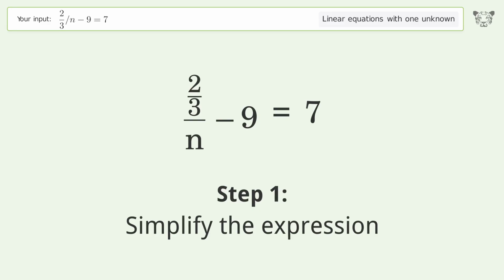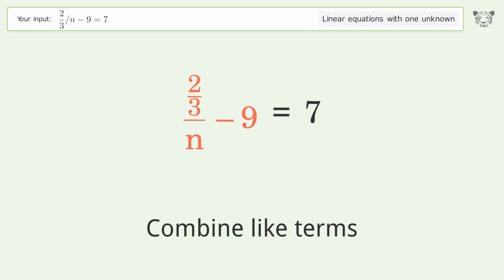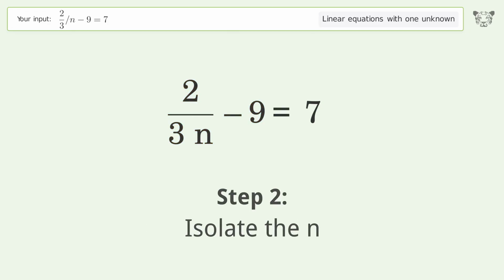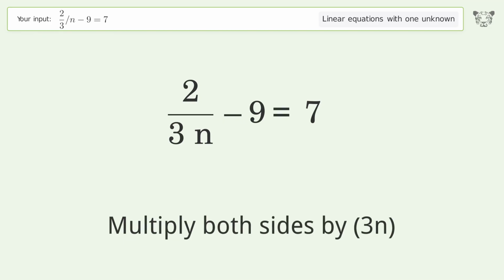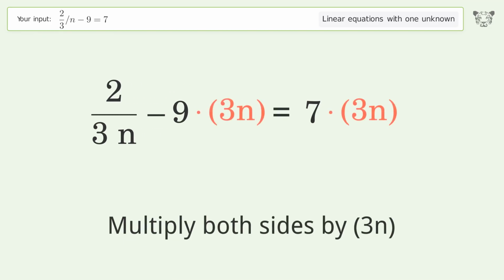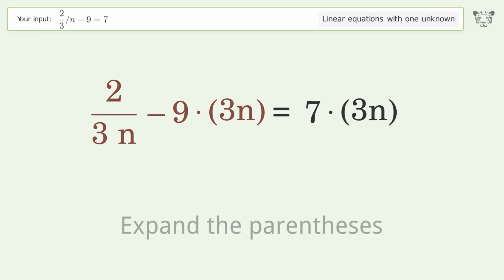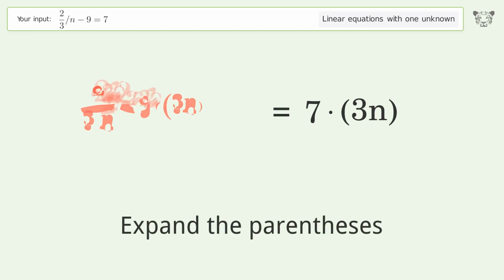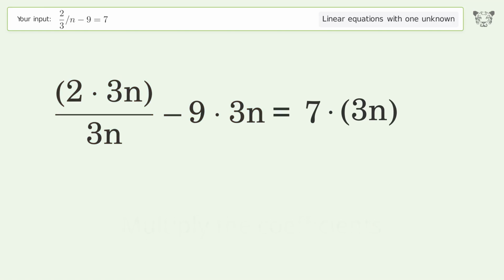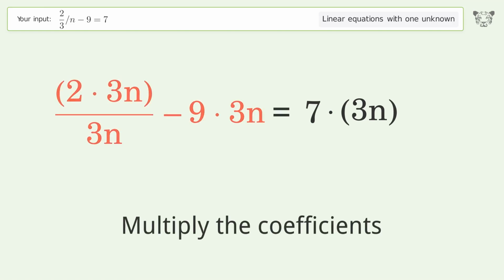Simplify the expression. Combine like terms. Isolate the n. Multiply both sides by 3n. Expand the parentheses. Multiply the coefficients.